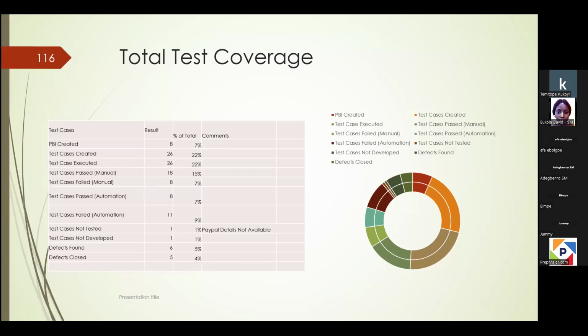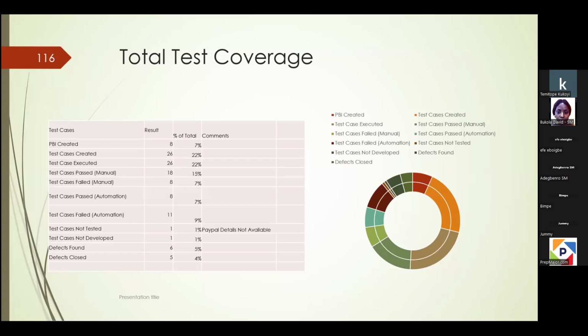Test cases executed 26, test cases passed 18, test cases failed 8, and that's for manual. Test cases passed automation 8, test cases failed automation 11, test cases not tested 1, PayPal details was not available. And the test case that was not developed was 1, which is the user icon functionality. Defects found 6, defects closed 6.